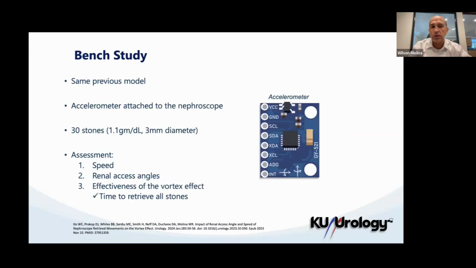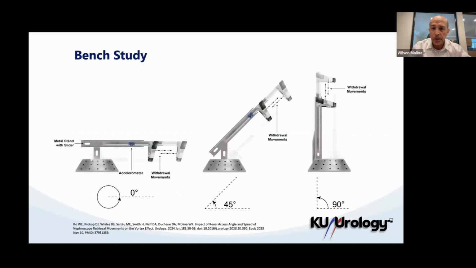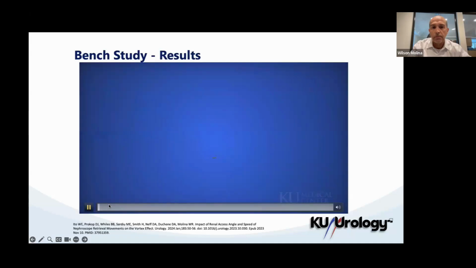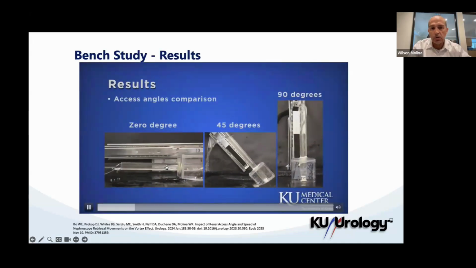So we created this model as a bench study. We used an accelerometer attached to the nephroscope, so we could really evaluate the speed of the nephroscope. So here is our model, and here it is at 0 degrees, here at 45 degrees, and here at 90 degrees. And here's our bench study where we put small stones in the system, and then we see how you're retrieving the stones with the nephroscope.